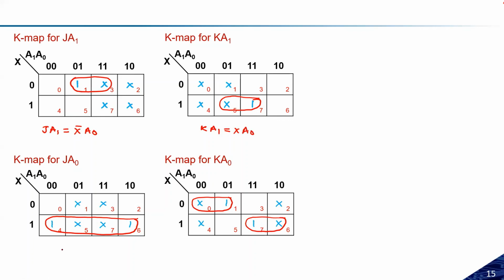And if you see JA0, this is nothing but X. And KA0, we are getting 2 things. One thing is X bar A1 bar plus X into A1. Okay, and if you see here, X and A1 are nothing but XNORing kind of thing. See here, so this is nothing but X XNOR A1. So this is how we can make it.